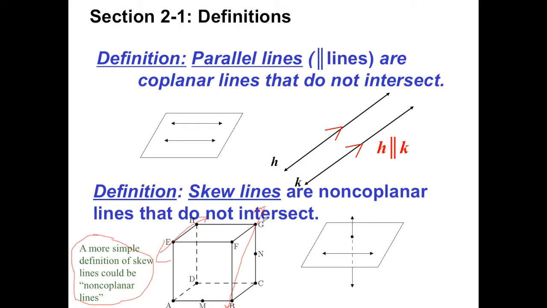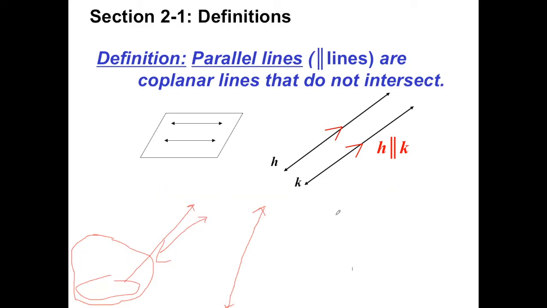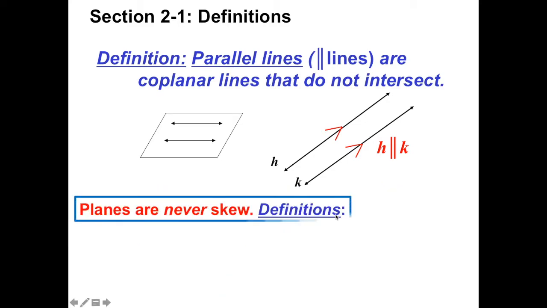So skew lines, even though they're defined as non-coplanar and non-intersecting, non-coplanar would be enough information to determine that the lines were actually skew. That would fit the definition. Anyway, the title of the chapter is Parallel Lines and Planes. We haven't talked about parallel planes yet, but we'll talk about those now.